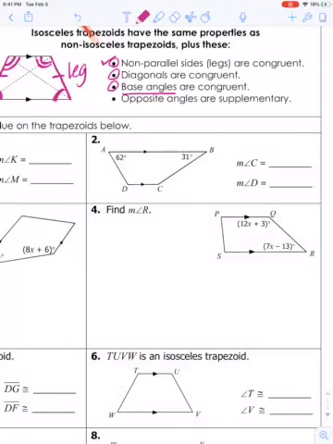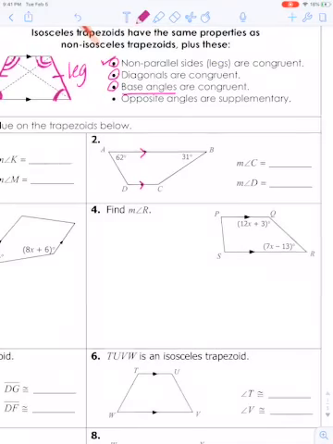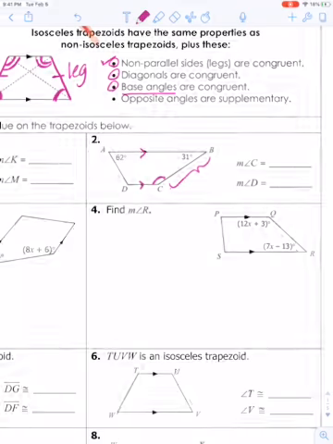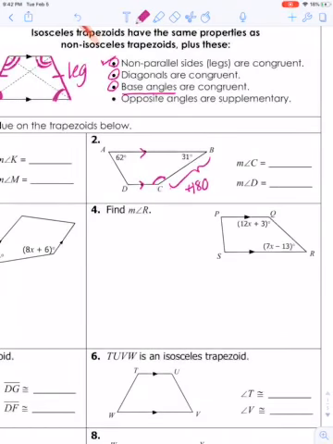For number 2, we have a trapezoid. We know it's a trapezoid because of the arrows, which mean parallel lines here and here. Then we have 62 degrees and 31 degrees. Starting with angle C, since B and C are same side interior angles, they are going to add to 180. So all I have to do is 180 minus 31, and that will give me, sorry, 149. 180 minus 31 is 149. So there's angle C.